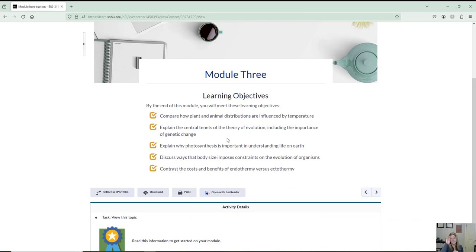So by the end of this week, you should be able to compare how plant and animal distributions are influenced by temperature, and explain the central tenets of the theory of evolution, including the importance of genetic change. So that's that natural selection idea in particular. You should also be able to explain why photosynthesis is important to understanding all life on Earth.